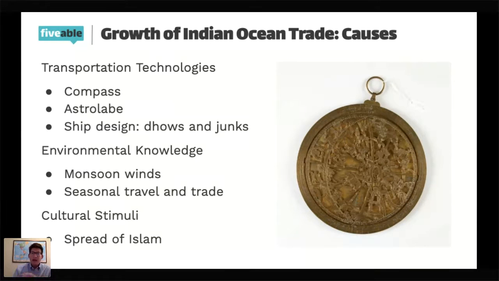So when we think about the transportation technologies which really come to define the Indian Ocean, we have to think about the compass, the astrolabe. The compass, which comes from China, is kind of modified, eventually makes its way to Europe by the 15th century and is used by Europeans to navigate the Atlantic Ocean and eventually reach the Indian Ocean themselves.